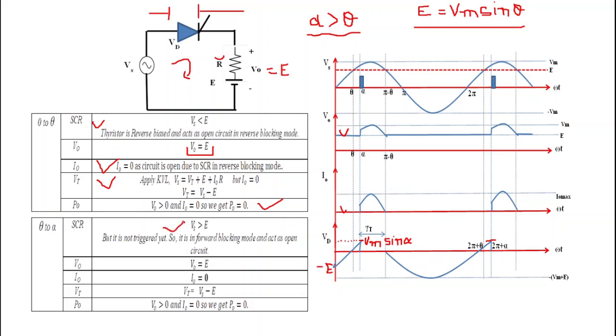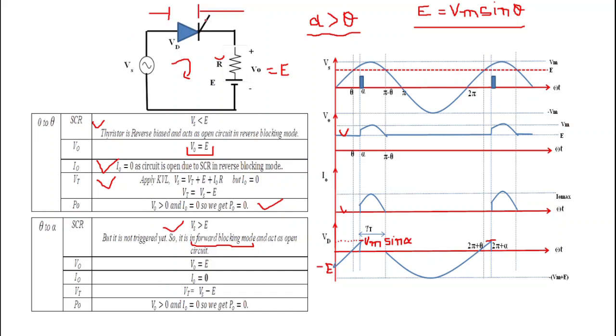Okay, Vs is greater than E, so we can say that the thyristor is forward biased. But the thyristor is not triggered yet, because from theta to alpha the thyristor is not triggered. That's why the thyristor continues to be in the off state. So when forward voltage is applied across the thyristor and the thyristor is in the off state, then we can say that the thyristor is in forward blocking mode.